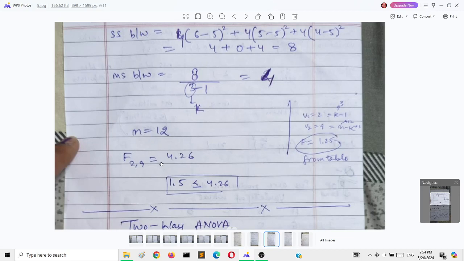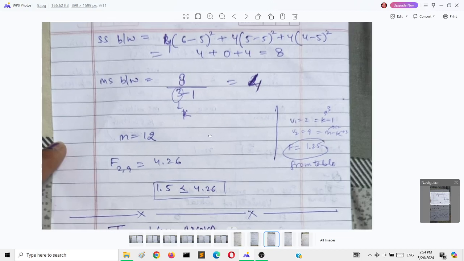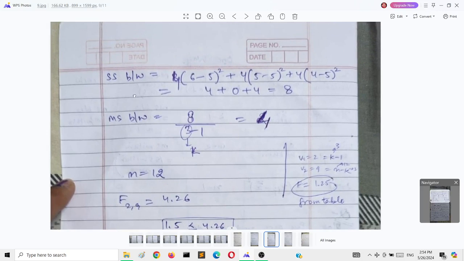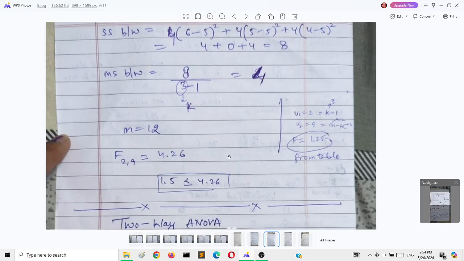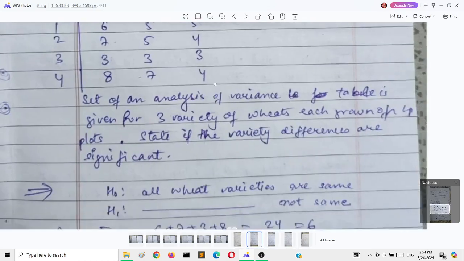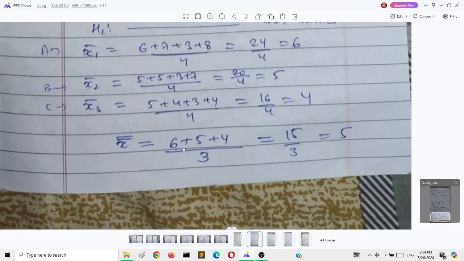Now you need to calculate the F ratio, the F statistic. This is MS between, and you also need to calculate the MS within value, which has not been done here. You can calculate it very easily by using the formula. You know the means of these samples, that is 6, 5 and 4.